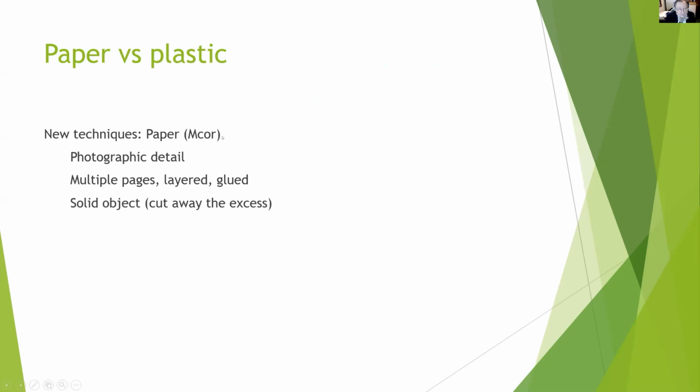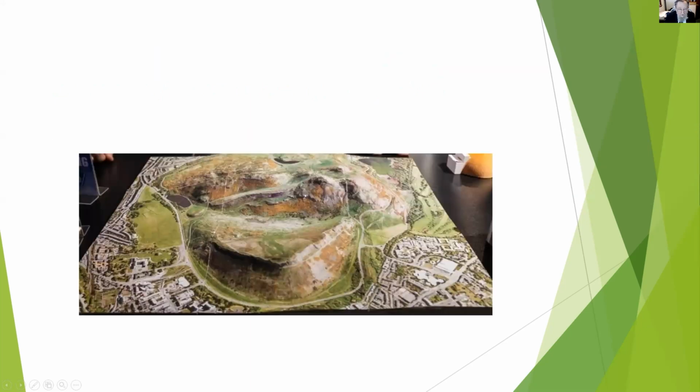There was a hint from a work by the MCOR company. They used paper instead of plastic, and you got photographic detail. They took multiple pages, layered them, glued them, produced a solid object in this way, and then trimmed away the excess. Here is one kind of thing that they did, right?